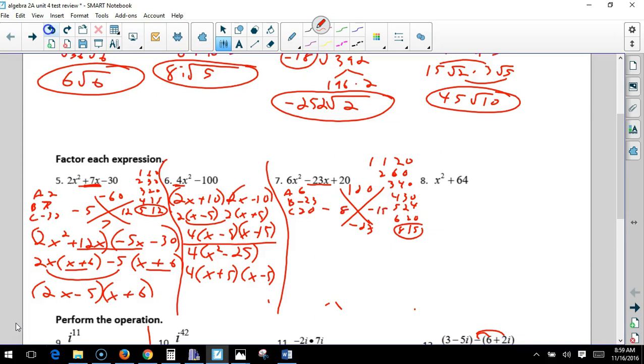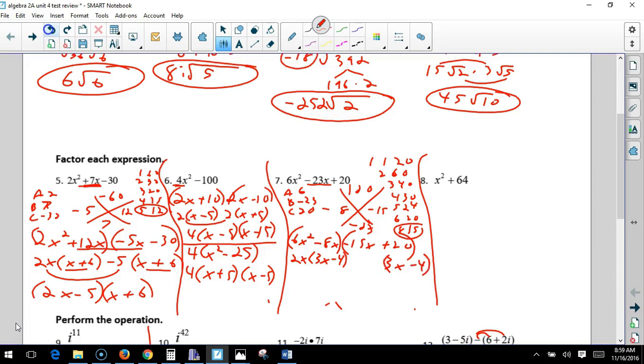So then what we do is rewrite it, 6x squared. We're going to bust up the negative 23 into negative 8x and negative 15x, and then just a plus 20. Then we group them together in pairs, take out what we can. 2x gives us 3x minus 4. We cheat, right? 3x minus 4 right here.